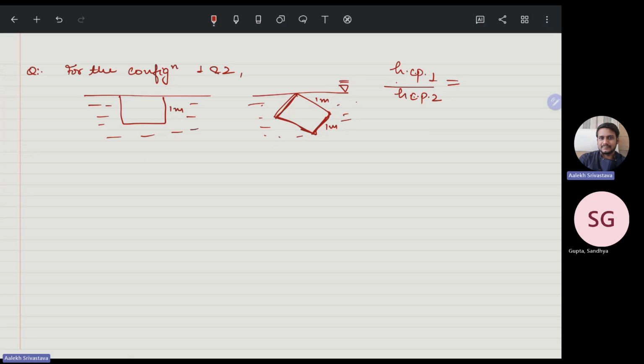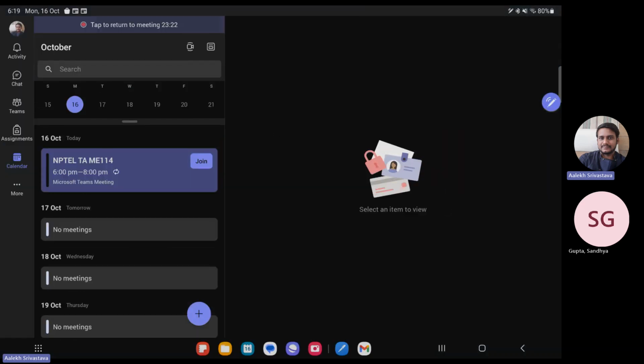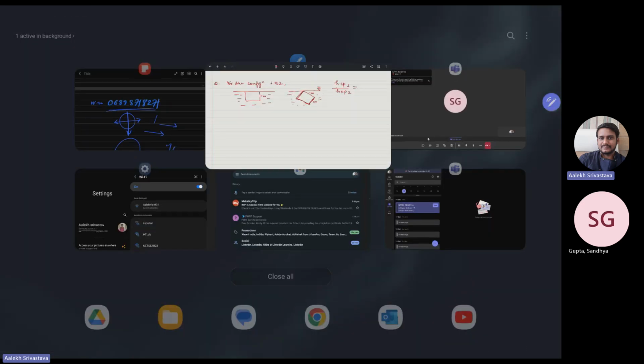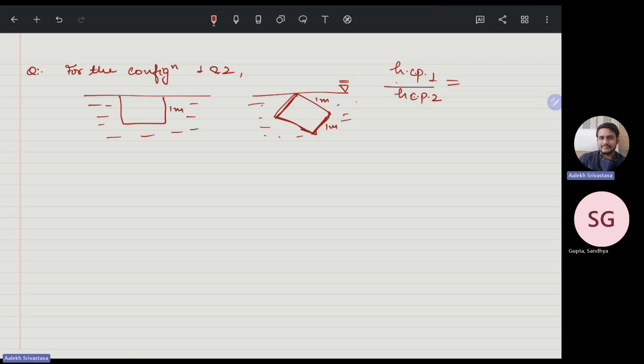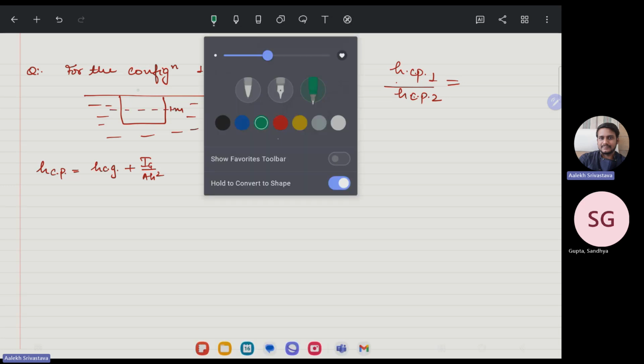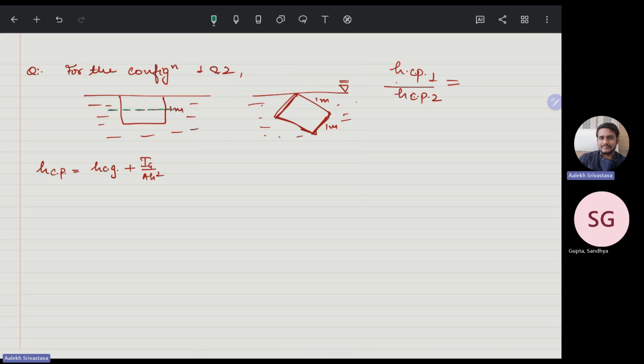Okay, so I hope you try to solve the question. And so the answer is first, you need to know, as you know, with the formula HCP for a vertical plate is equal to H of CG plus IG upon AH square. Now, if you see here, the IG of this plate along this diagonal is for the first system. If I divide this section by into two, so IG of this section is 1 by 12 H raised to the power 4.